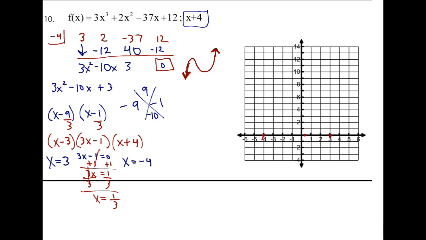So left side down. What's our y-intercept? Our y-intercept is 12, because that's our constant, so we know we have a point there. And so we know that that's going to be doing something like that, coming back down, and then right side back up. So we know we have a graph that looks something like that.